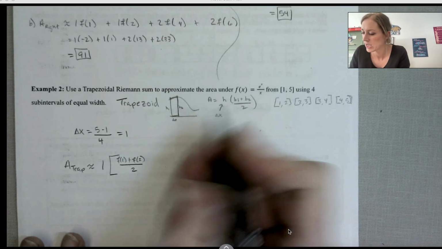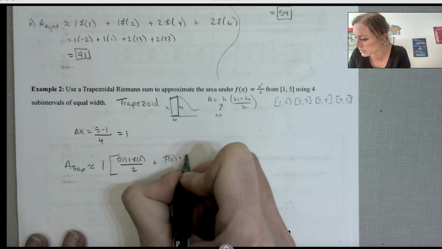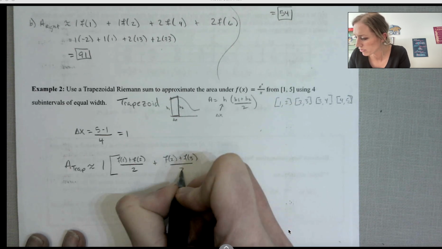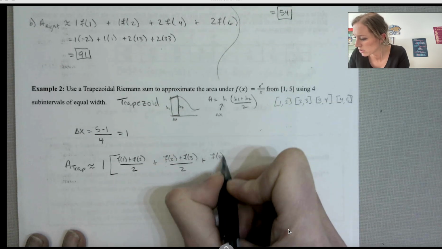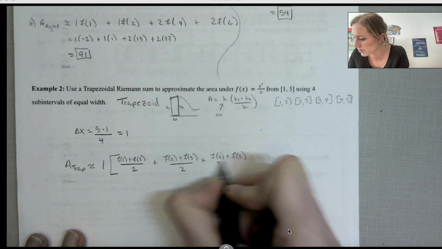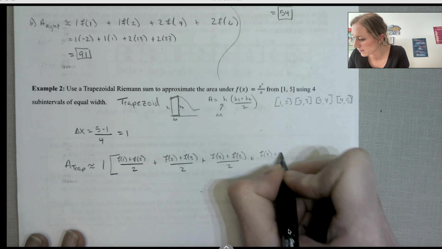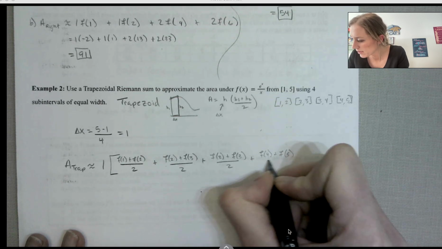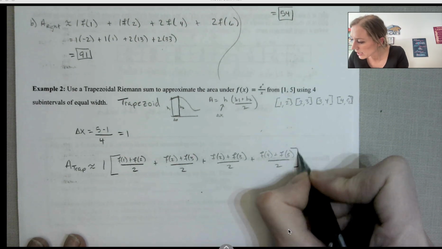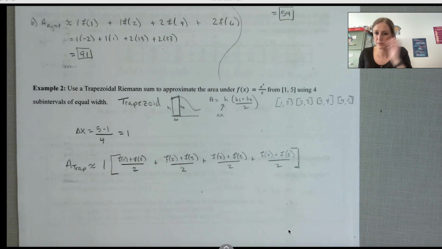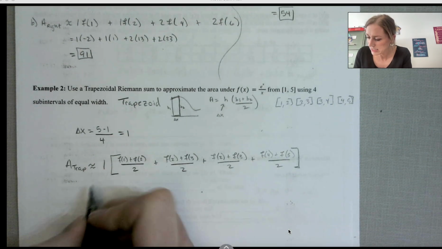trapezoid for this interval. Second interval, we're going to do the same thing, but we're doing f of 2 plus f of 3 over 2. Okay, and then 3 and 4. And then 4 and 5. Okay, so again, because we had equal subintervals, I was able to pull that height, delta x, out all the way. Okay, I went ahead and did each of these, you guys.